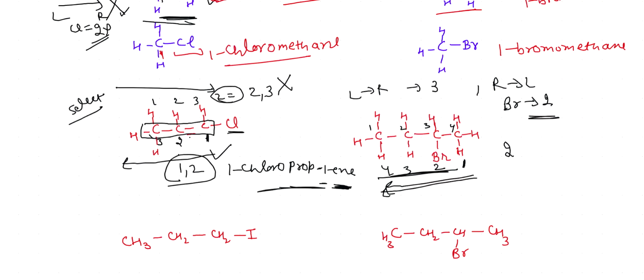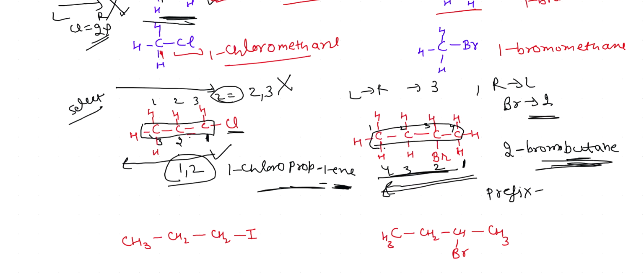And how many carbons are there? There are 4 carbons in this molecule. So for 4, the word root is but. Here there is a single bond between these atoms, so you will use the suffix ane. 2-bromobutane. So basically, the naming is like prefix, word root, then suffix.